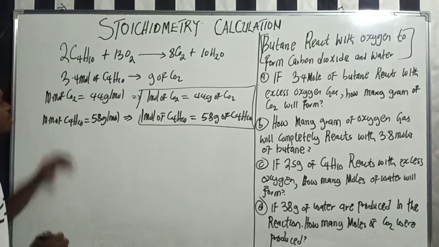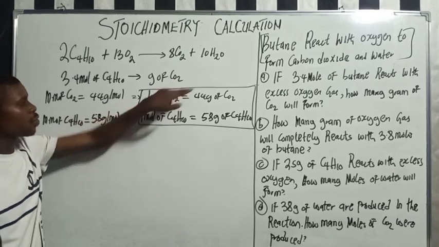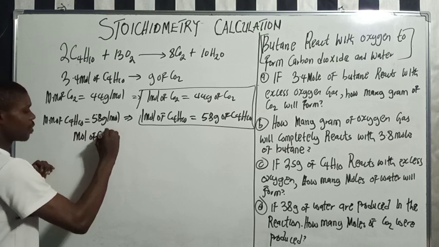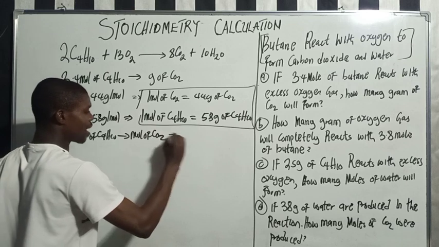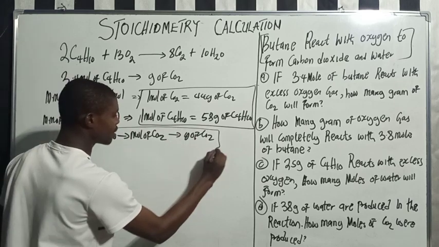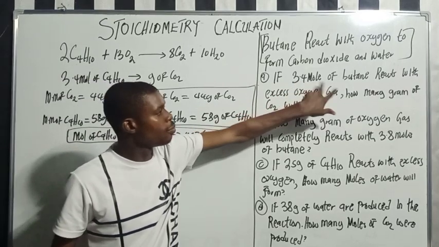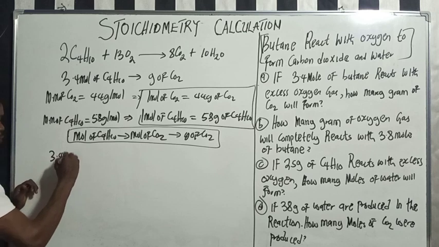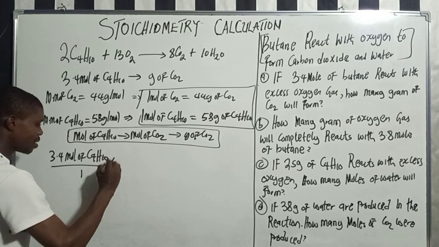Now remember, we are converting 3.4 mole of C4H10 to gram of CO2. So first of all, we move from mole of C4H10 to mole of CO2 before I can get gram of CO2. Do you get that? Then it must move in this direction. Remember, our mole of butane was given to us, right? So it's going to be 3.4 mole of C4H10 over 1 times.